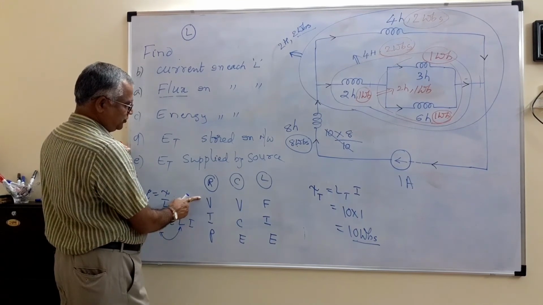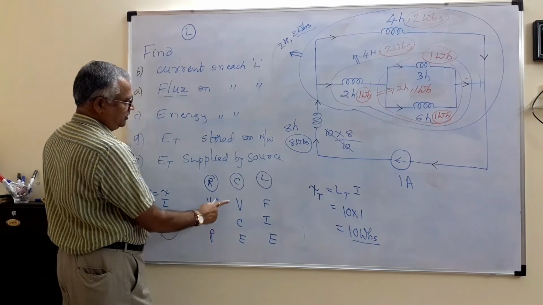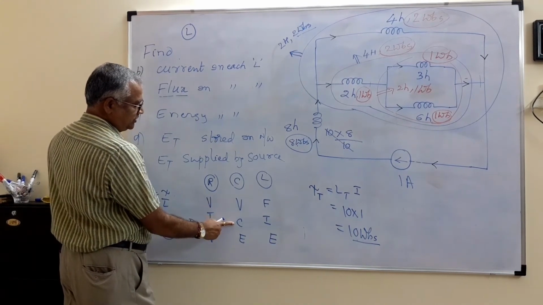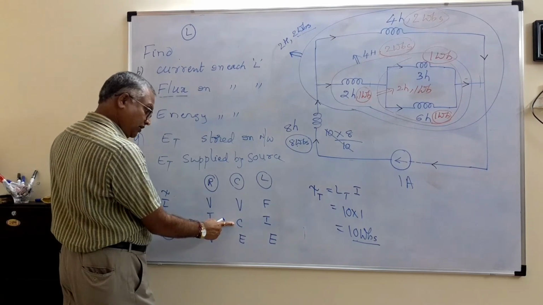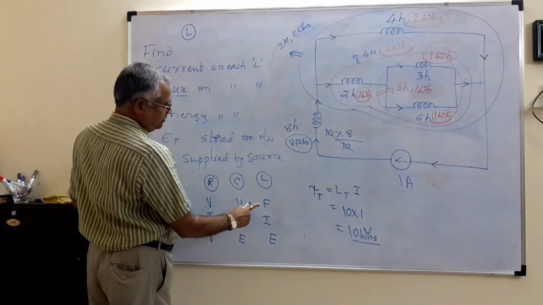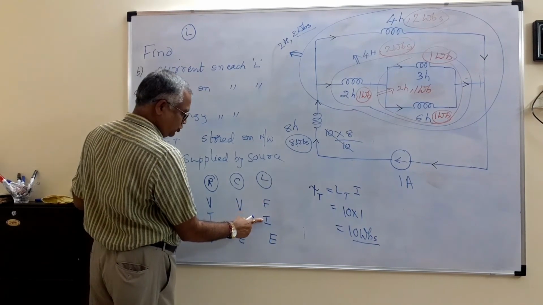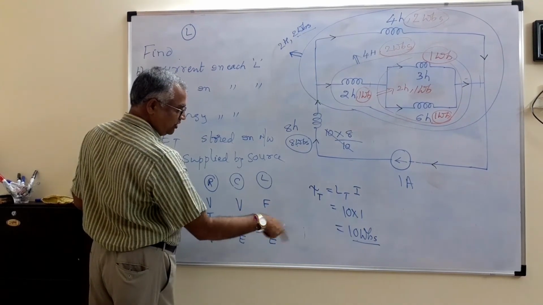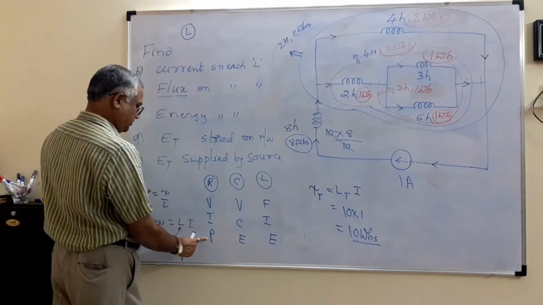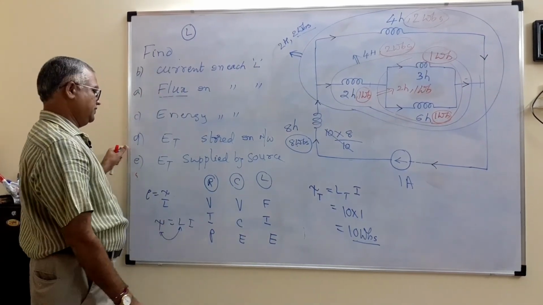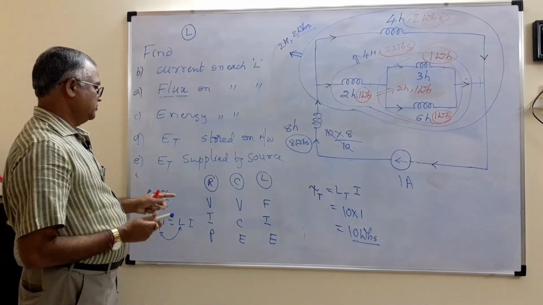This is in a loop. This is at a node. This is for the complete network. This is in a loop. This is when capacitors are in parallel. Flux law, when inductors are in series. This is at a node. This is again for the total network. So these are the laws.